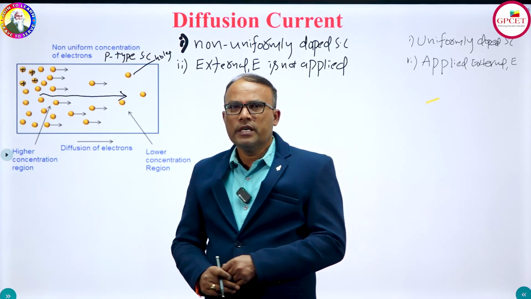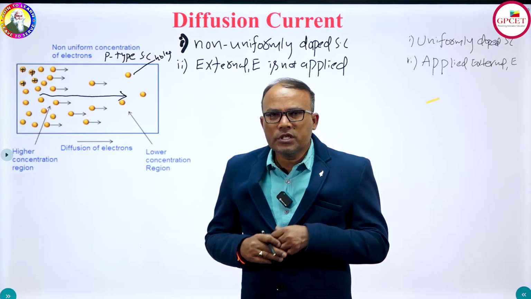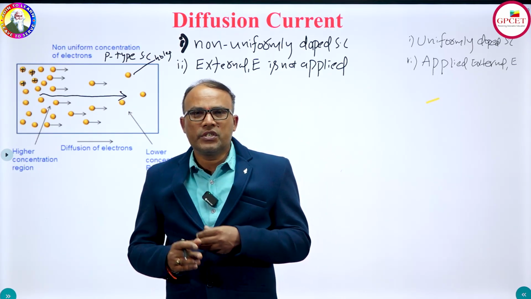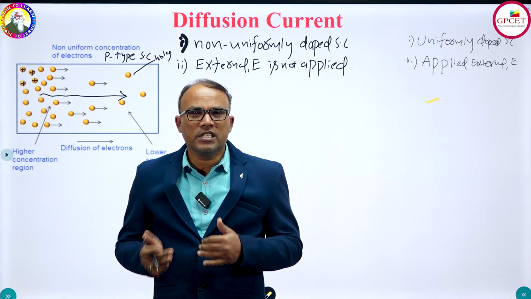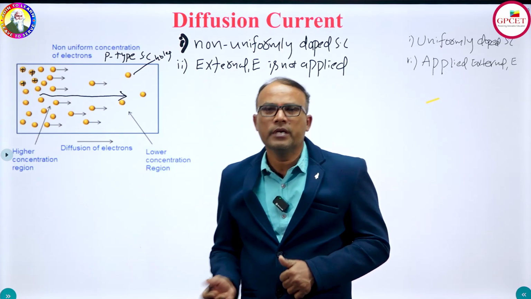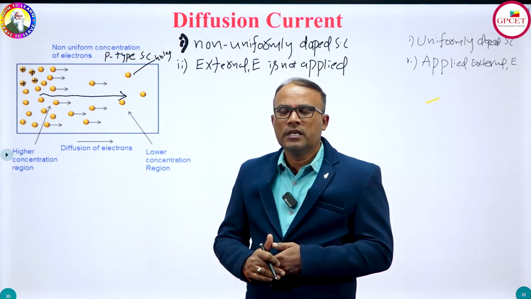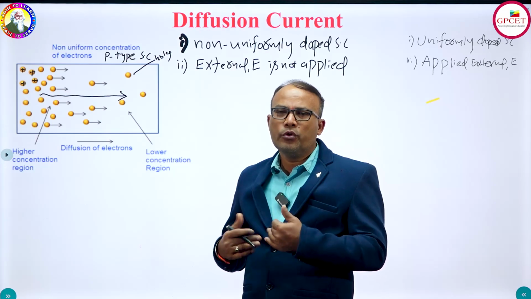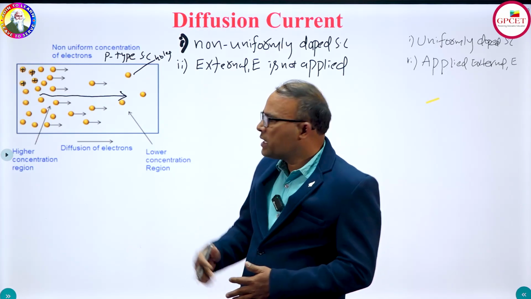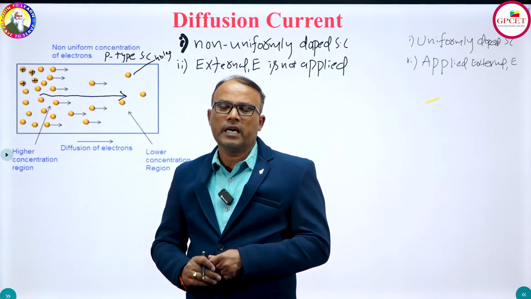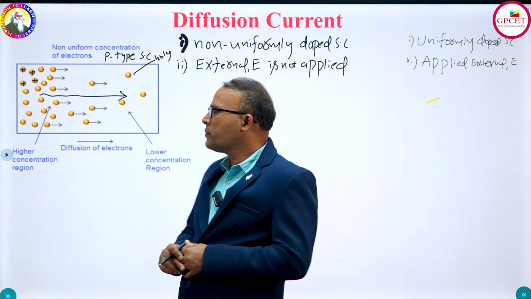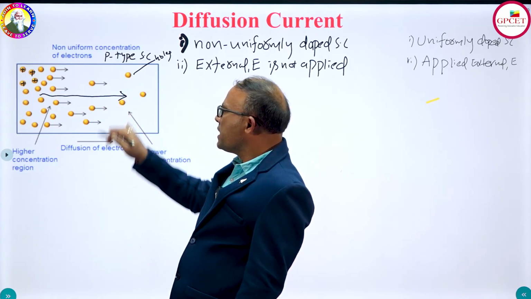As I told you already, if a charge carrier changes its position from one point to another point, definitely a current exists. That current may be due to holes or it may be due to electrons. But here we are using holes, so therefore the current exists due to holes. So therefore, hole current exists here.